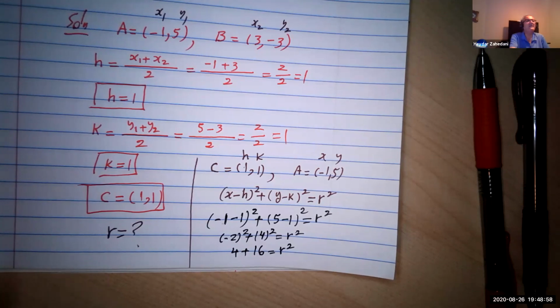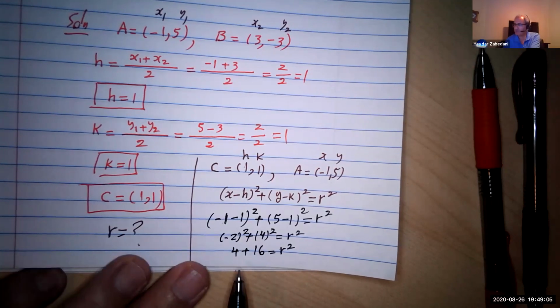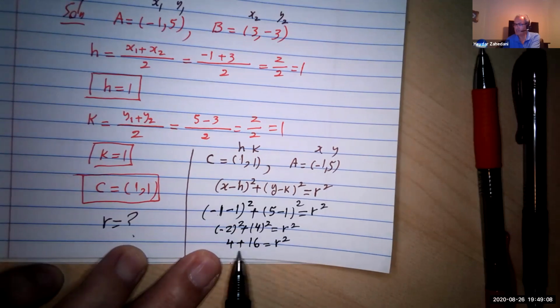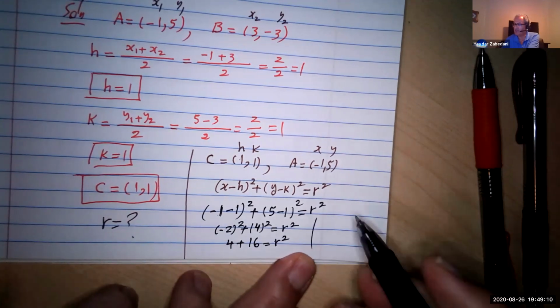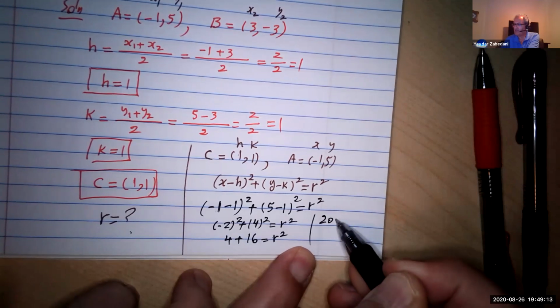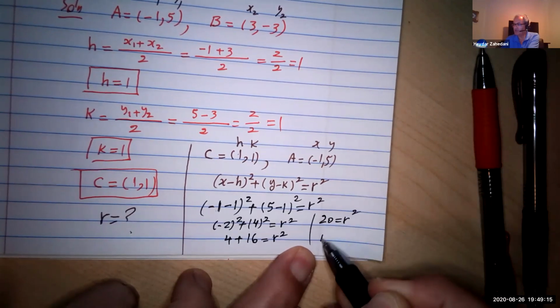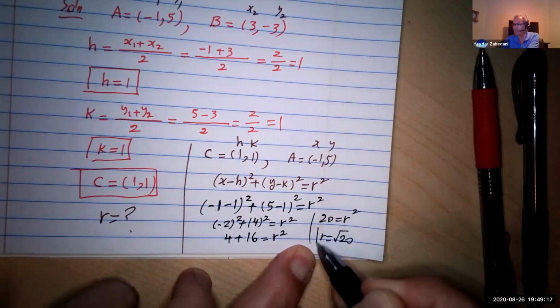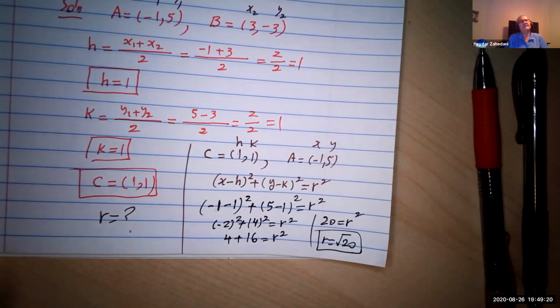The question is, why does it become radical 20? Negative 2 squared would be 4, 4 squared would be 16, so 4 and 16 would be 20. 20 equal to r squared, so r would be radical 20. Any question? So it takes a little bit more time because it's a kind of two problems in one, to get these numbers. Okay, but you're not done.